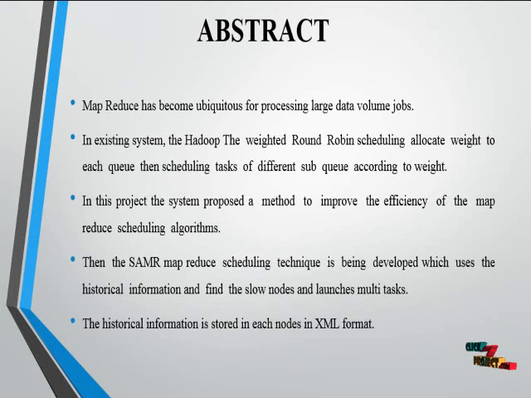In the existing system, Hadoop's weighted round robin scheduling allocates weight to each queue, then schedules the tasks of the different subqueues according to weight. In this project, the system proposes a method for improving the efficiency of the map and reduce scheduling algorithms. The SMAR MapReduce scheduling technique is developed, which uses historical information to find the slow nodes and launch multiple tasks. The historical information is stored on each node in XML format.